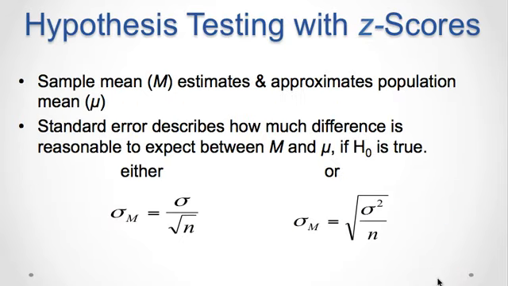Last week, we learned and practiced hypothesis testing with z-scores. We talked about using sample means as estimates for population means, and we learned how to calculate standard error to describe the expected difference between sample and population means if the null is true. Remember that standard error, sigma m, is equal to population standard deviation, sigma, divided by the square root of the sample size n. Standard error, sigma m, is also equal to the square root of population variance, sigma squared, divided by sample size n.